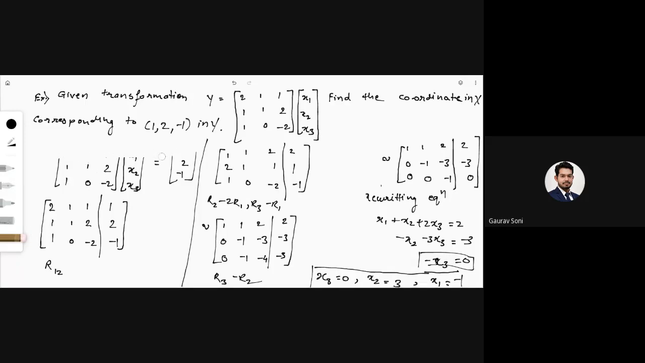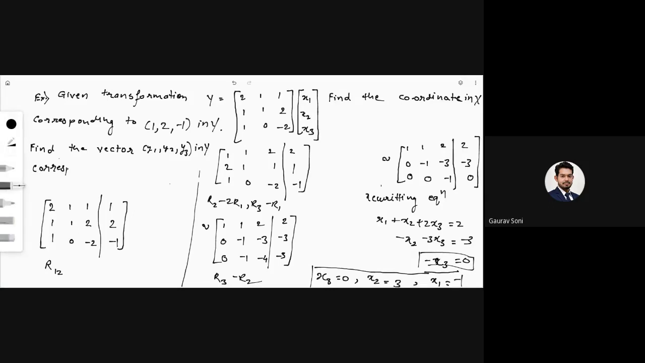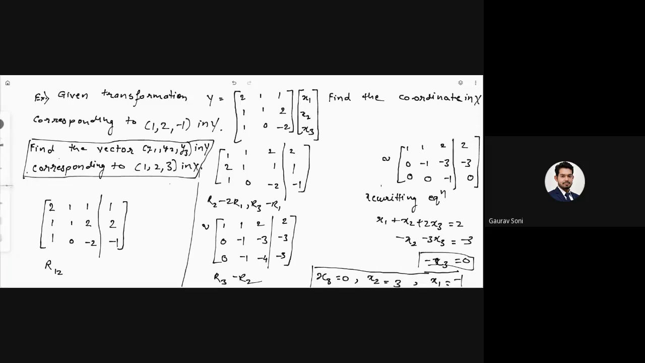So I will change my question a bit now. For the same matrix A given above, find the vector (y1, y2, y3) in Y corresponding to (1, 2, 3) in X. What will we do now?